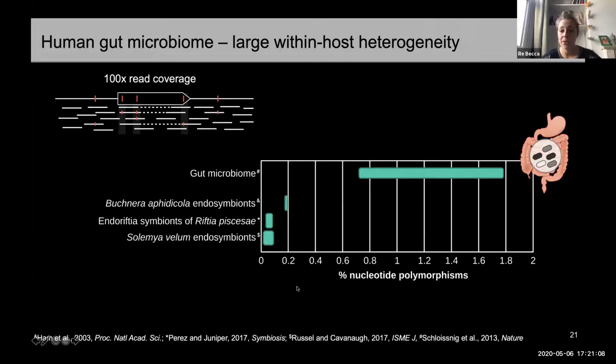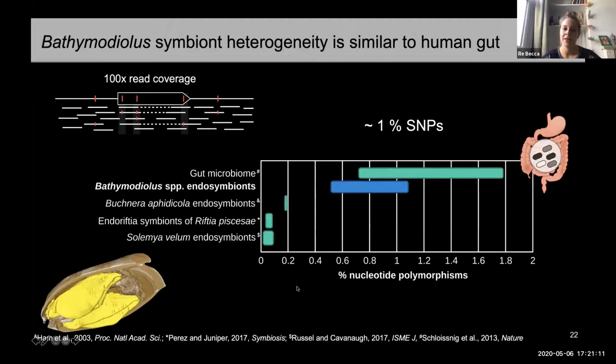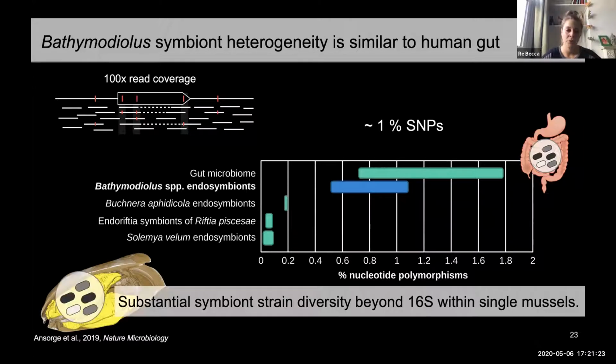So when we looked at our data, we were pretty surprised that the heterogeneity that we find within single host individuals was actually much more similar to the human gut microbiome than it was to other intracellular symbionts. So we did actually see quite substantial symbiont strain diversity beyond identical 16S sequences within those single mussels.